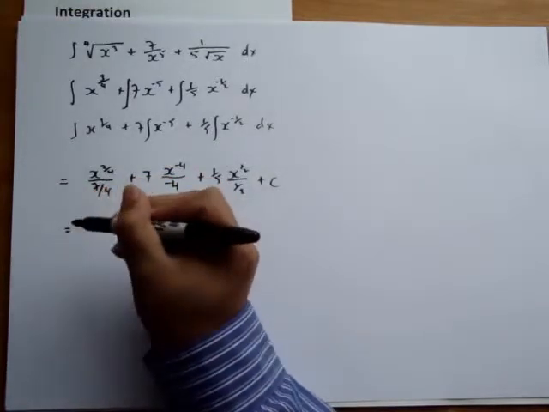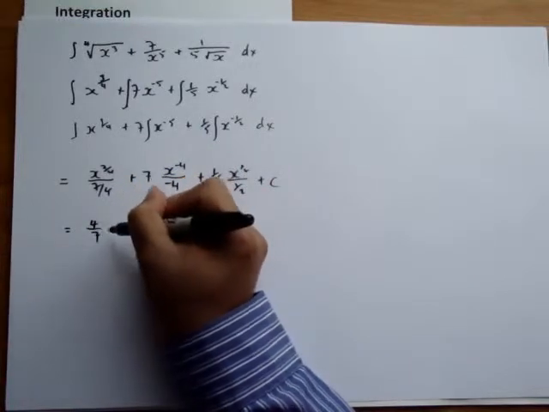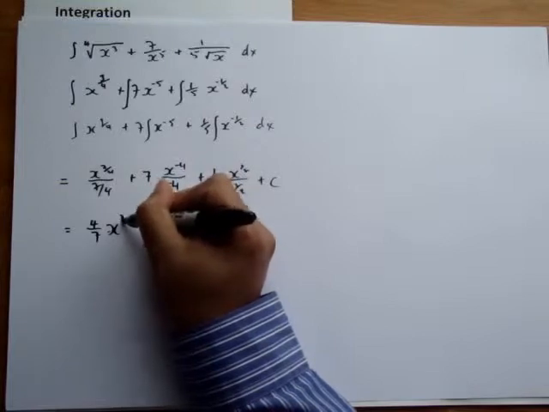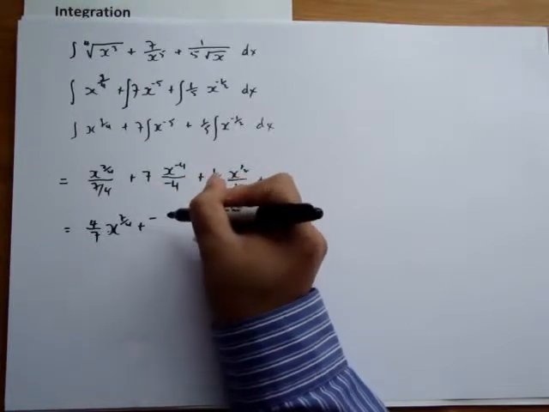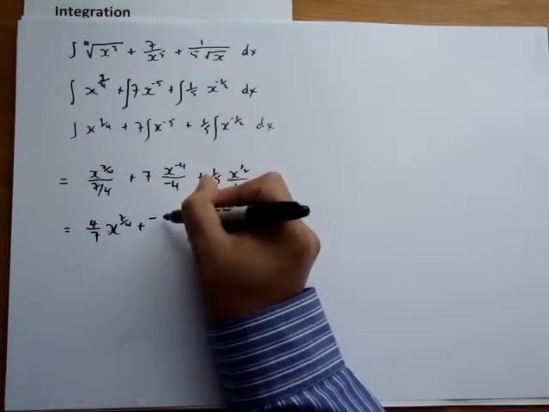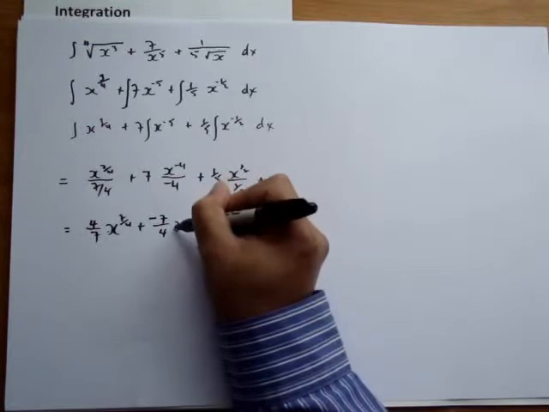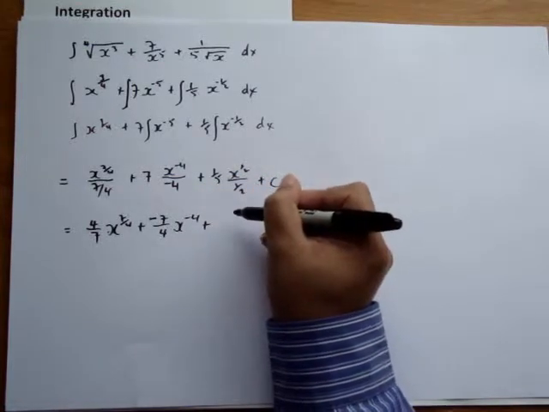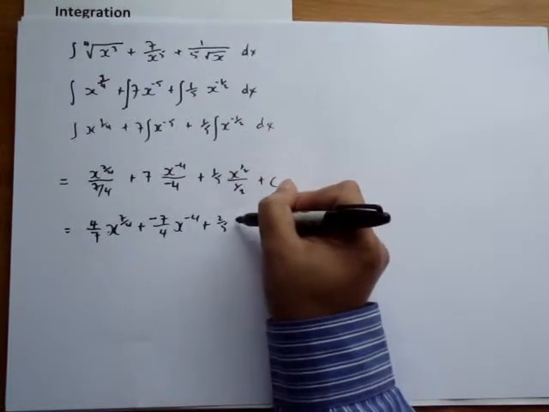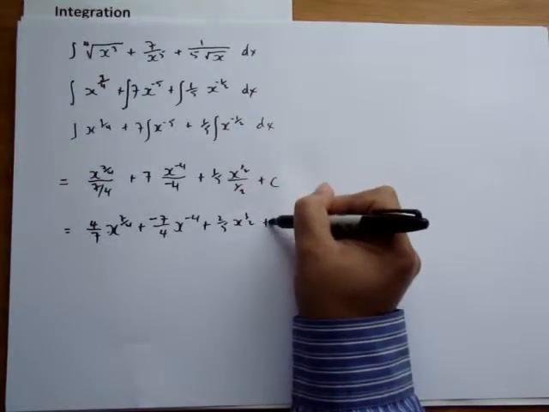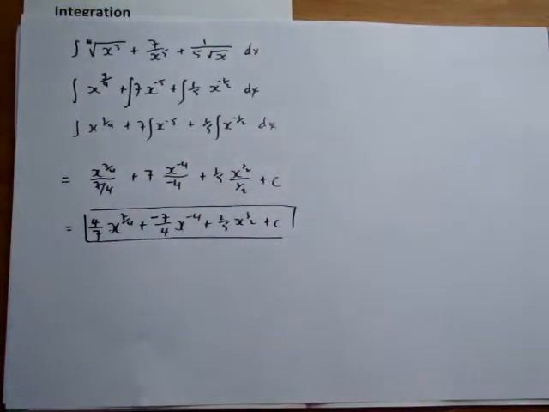And when we tidy this up we get 4 over 7 x to the 7 over 4, minus 7 over 4 x to the minus 4, plus, bring the half up to the top, 2 over 5 x to the half, plus c, and that is our answer.